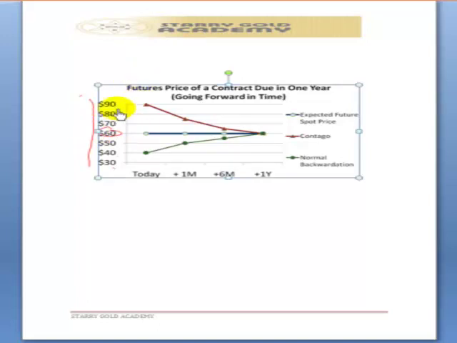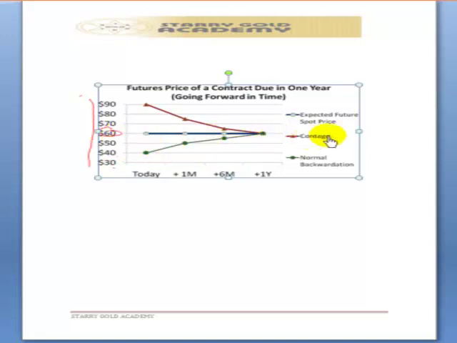So if the future price is 90 naira, this is what we have in contango. So the price has to drop till it meets 60 naira. And if the future price is 30 naira or 40 or 50, it has to move up to meet the expected future price, which is 60 naira.